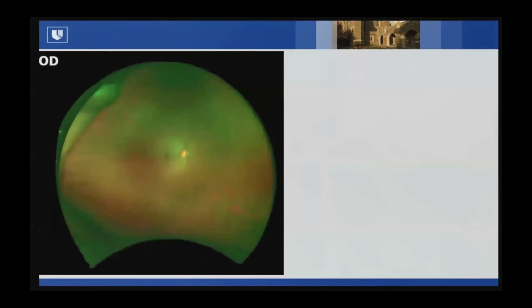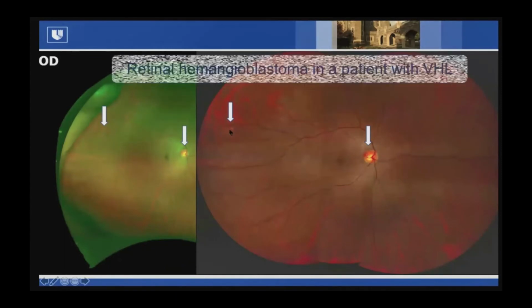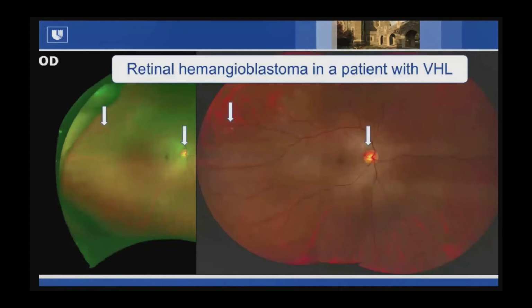What about this image? This is a 40-year-old gentleman with this wide-angle image. I will show you the montage on the Clarus, and I'll give you a few seconds to see where the problems are. Right there. This patient had a juxtapapillary retinal hemangioblastoma, and there was a second lesion suspicious for that. And this patient has a known von Hippel-Lindau disease.